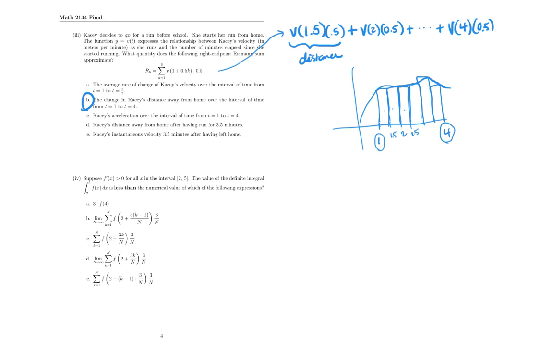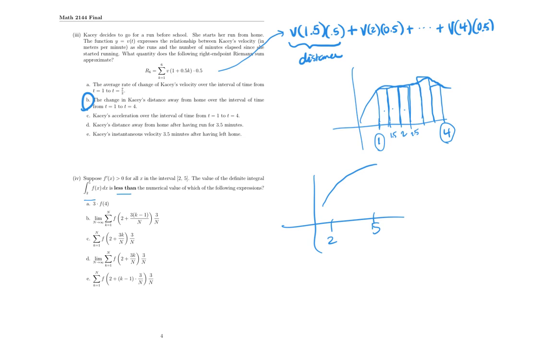Next, it says, suppose f prime is greater than 0 in the interval 2 to 5. So if I were to graph this function, it's just something increasing. I don't know exactly what it's doing, but I know it's increasing. And it says the value of the definite integral is less than the numerical value. So I want to find something that's greater.